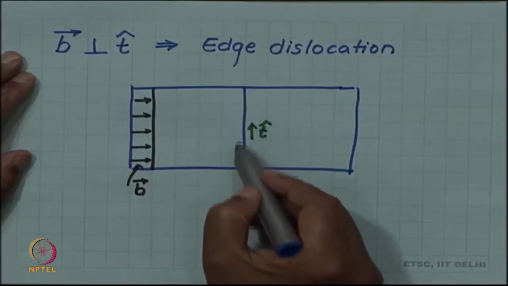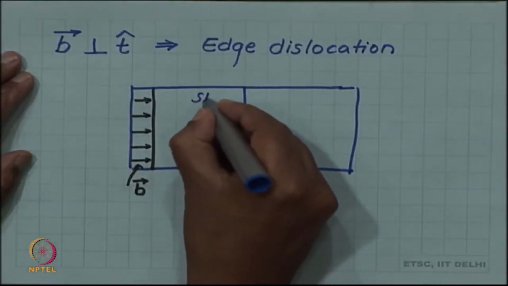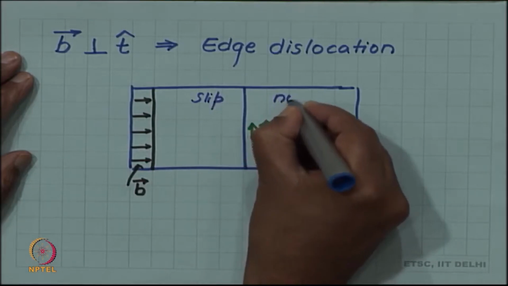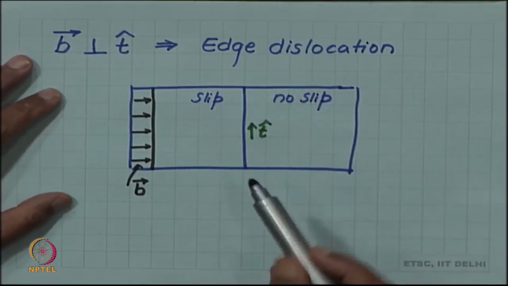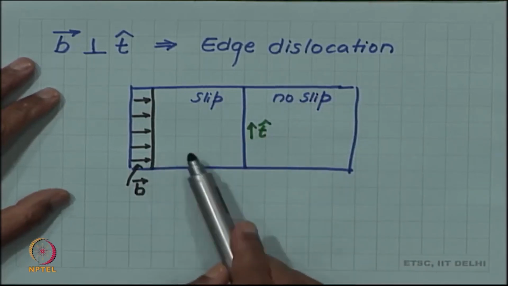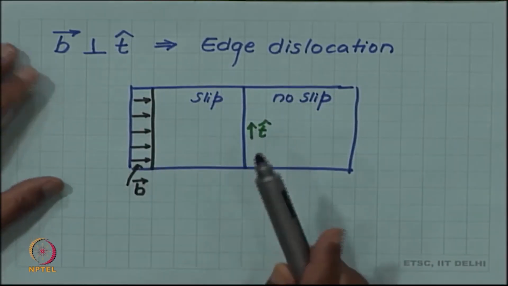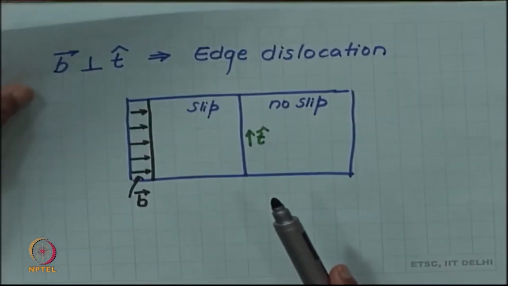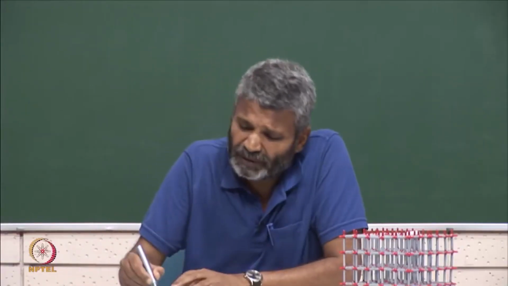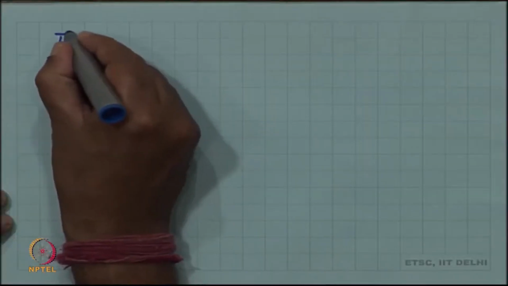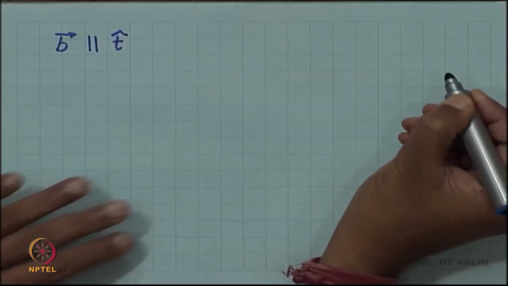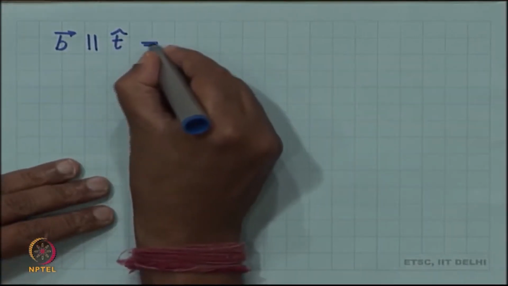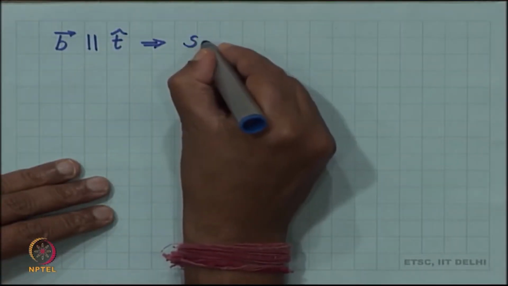But this is not the only way. When I am trying to create a slip, this was the slip side and this was the no slip side. When I am trying to create a slip, I can, if I so wish, have a slip in a different direction. So, the other possible direction is that B is parallel to T. So, if B is parallel to T, then the dislocation line is called a screw dislocation.